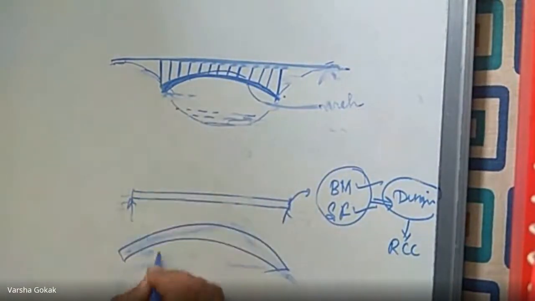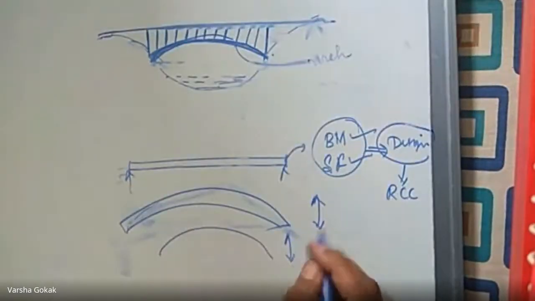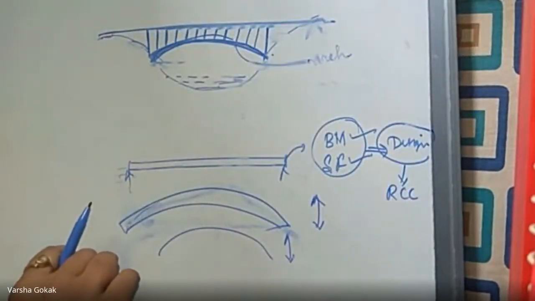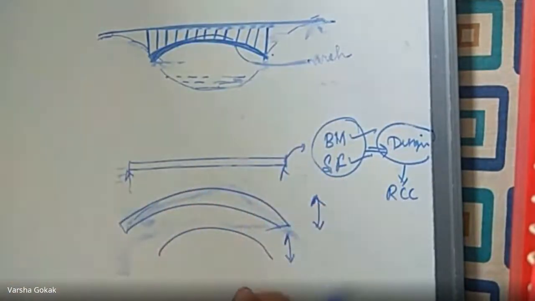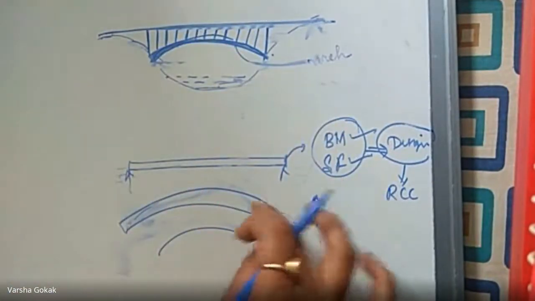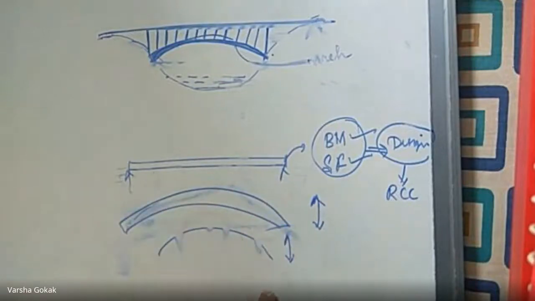Why vertical plane? Now the curve is in what direction? This direction, no? It is going like this. So this is what plane? This is the vertical plane. So the arches are the curved beams in the vertical plane, and the transfer of load takes place like this only, on this curved action only.